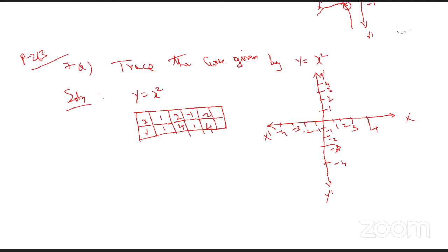Now plot the points. 1, 1. This is 1, 1. Next 2, 4. 2 will go straight, that becomes 4 here. Next, minus 1 comma 1. Minus 2 comma 4. Now join the points. Suppose if you took x equal to 0, y is also 0. That means the origin is also 1 point. Join these 5 points. You will get y equal to x square. This is known as an upward parabola.